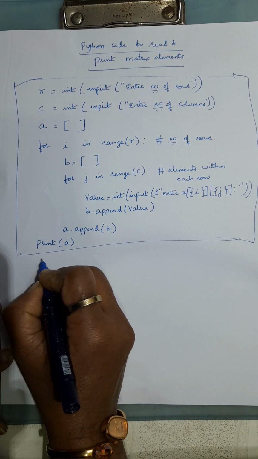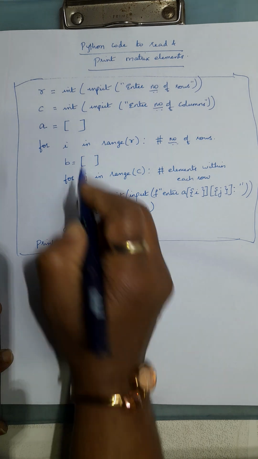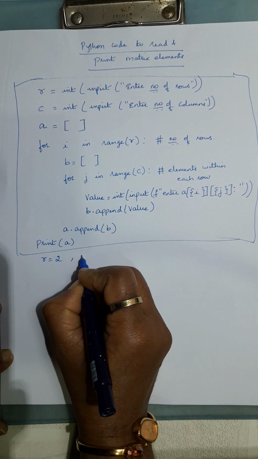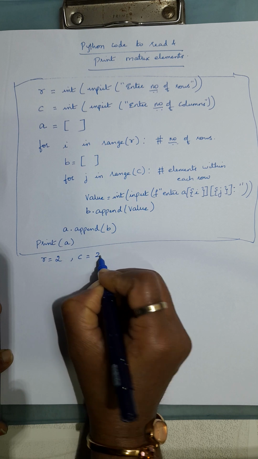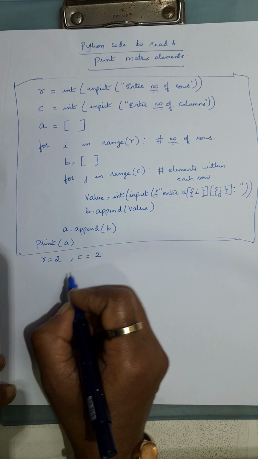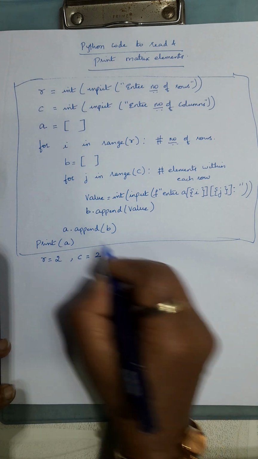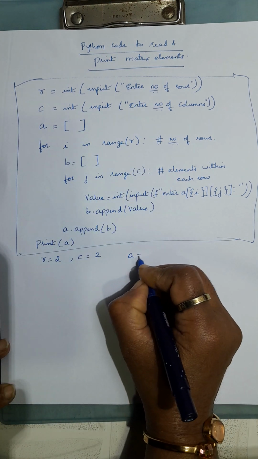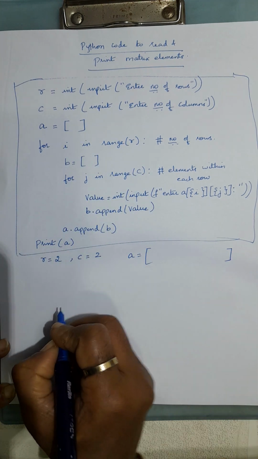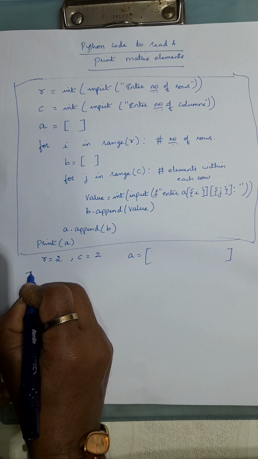Okay. Now for example, my R value is equal to 2. After the first line, R is 2, C is equal to 2. I am taking a square matrix. R is equal to 2, C is equal to 2. Okay. Then after that, A. Now A will be empty. Fine. Trace 1.